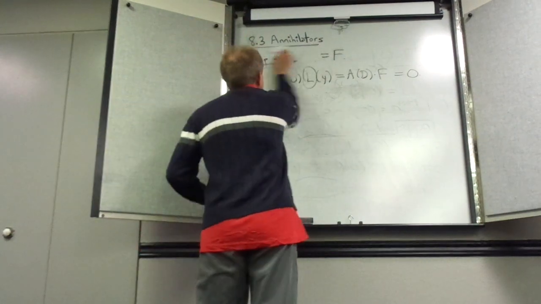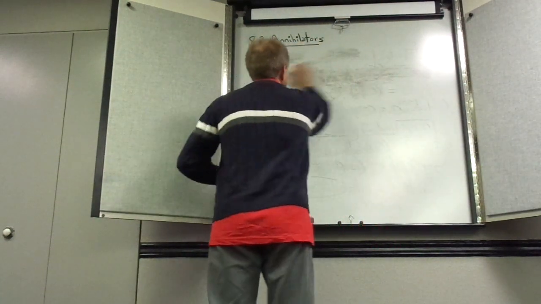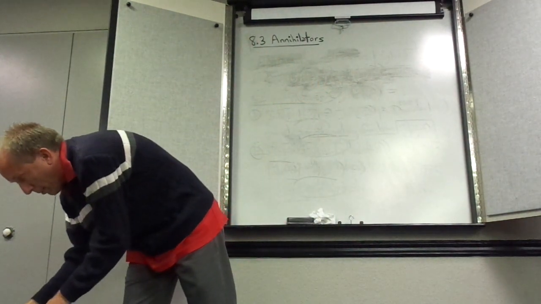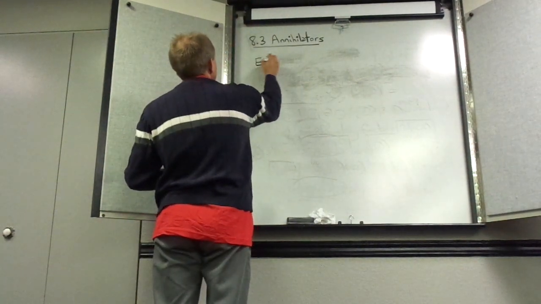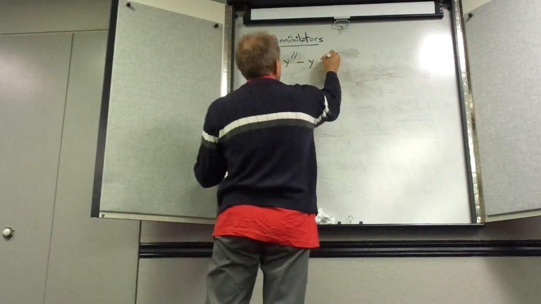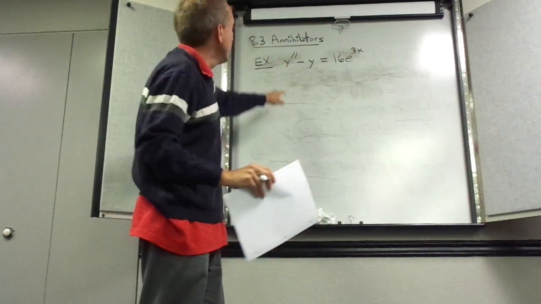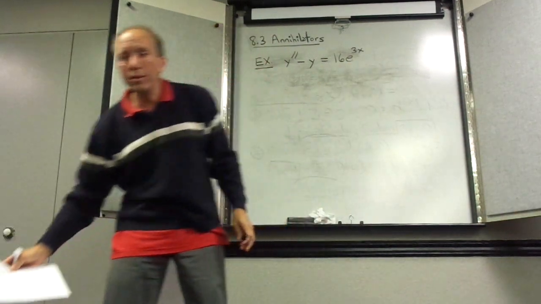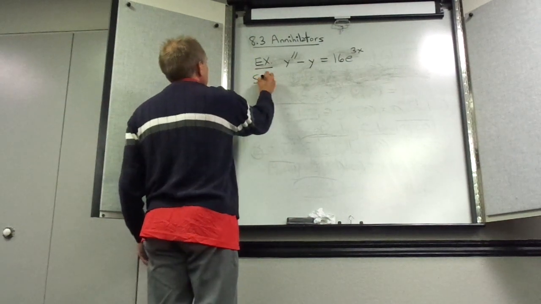So I think the best thing to do at this point is to actually just try to show you an example. Remember, I'm also going to give you a table of annihilators. So here's an example. y double prime minus y equals 16 e to the 3x. Let's suppose this is our problem. Okay, let's just try and go through it.